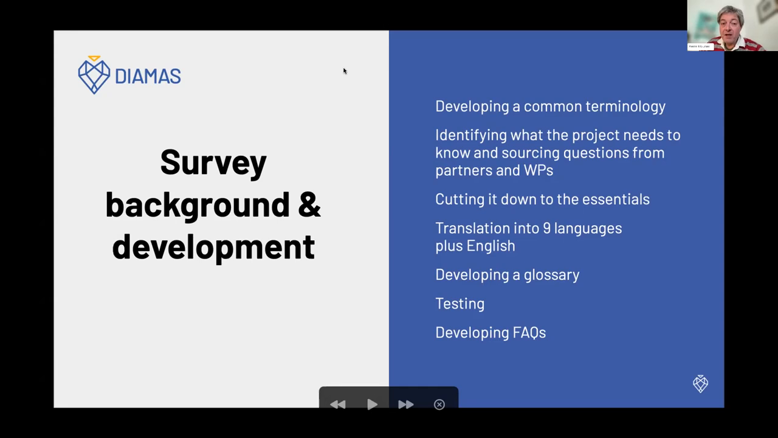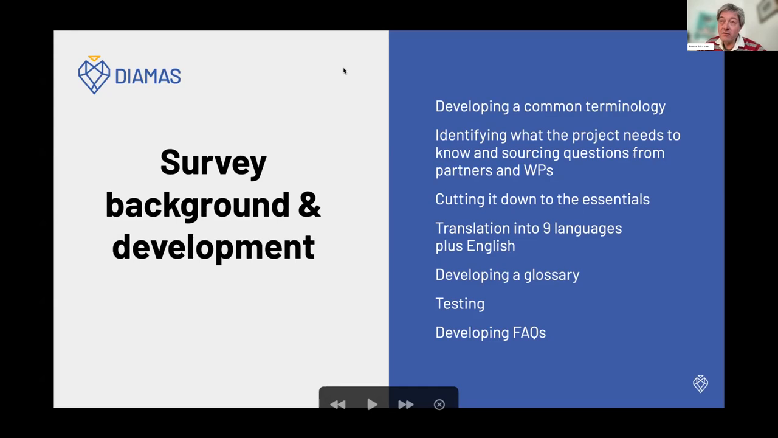And then we identified the project's need to know and source the questions that we wanted to ask in the survey. We had a lot of work to cut down the questions also, because we had too many questions, of course, and we had to really cut down the questions to make it feasible for the respondents to answer the survey.